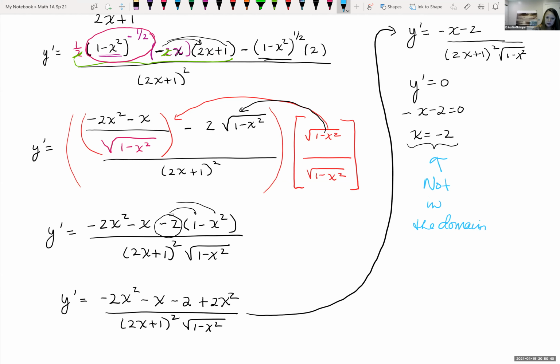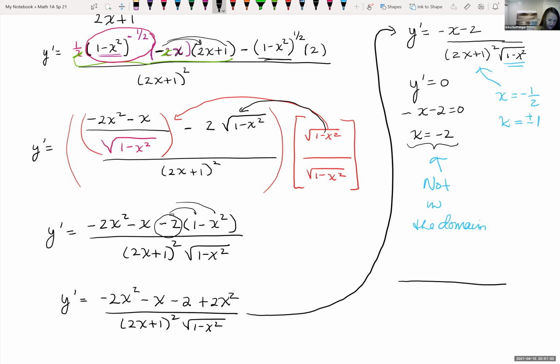The other values we had to look at is where it was undefined. So it was undefined where x can't be 1/2 or -1/2. And here we can't have 0 in the denominator. So x equals plus or minus 1. +1 and -1 are in our domain of our original function.